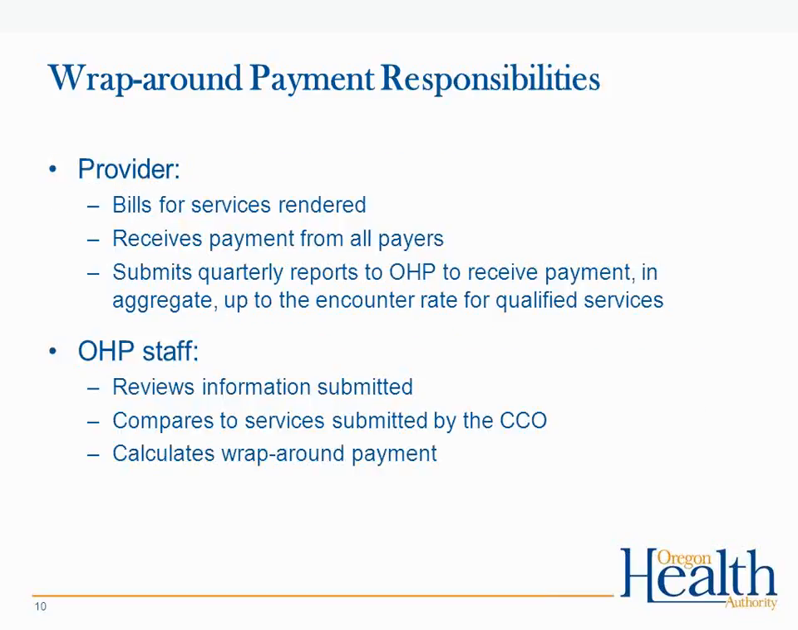And within that process, we have some responsibilities for providers and OHP staff. So the provider is responsible to bill for the services rendered, and then receive payment. Once you receive payment from all payers, then you submit quarterly reports to OHP to receive payment in aggregate up to the encounter rate for qualified services. And then once you submit that quarterly report, OHP staff reviews information that's submitted and compares that to the services submitted by the CCO or the plan. So they go into MMIS and compare that information, and then they calculate the wraparound payment.